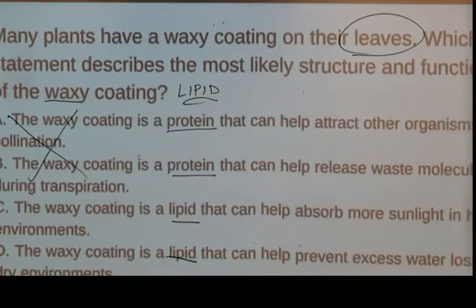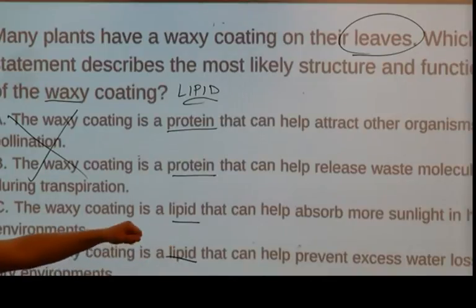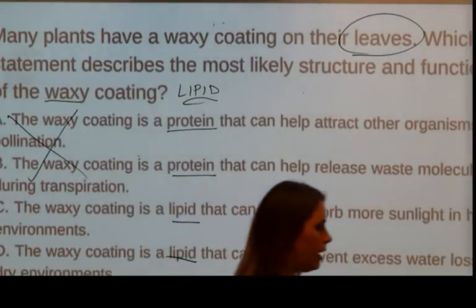Is a waxy coating going to help you absorb more sunlight? No. What in the leaf is going to help you absorb more sunlight? More chloroplast, more chlorophyll. Okay? Whereas the waxy coating, the lipid, is going to prevent water loss. Does that make sense? All right. Let's see if we can get one more in.